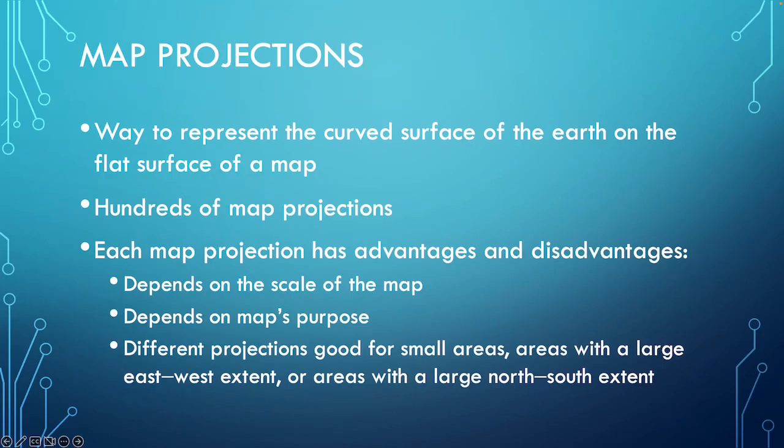All right. So every projection is a set of compromises, which is another way of saying they all have advantages and disadvantages, but they are all compromises because there is no way to make something 3-dimensional, 2-dimensional without introducing some kind of error or bias. We're going to stretch things or alter things or change things. So which projection you select in part depends on the scale of the map.